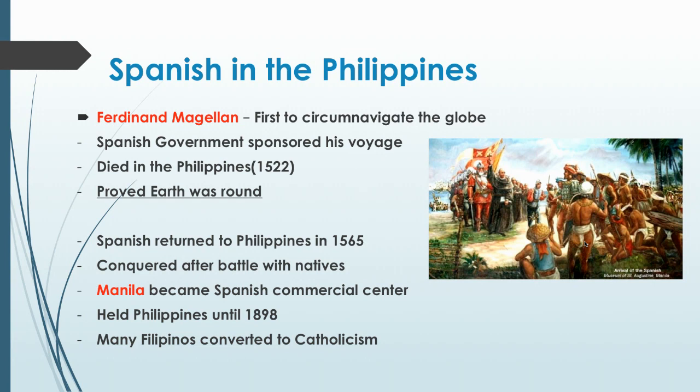He put this big cross on the hill. He called everybody in the Philippines Catholic, and of course, they revolted and killed him. But the Spanish returned back to the Philippines. They conquered it by defeating the natives. And then this gave the Spanish access to a very, very important port at Manila. Manila becomes a very important trading center because Manila in the Philippines is the gateway to China.